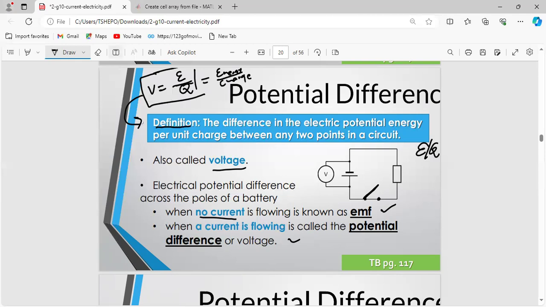But when we close the circuit like that, now the circuit is closed. When you close the circuit like this, now there will be flow of electric current in the circuit. So this voltmeter will now read what? It will no longer read EMF, it will now read the potential difference or the voltage. So this EMF will drop a little bit. You'll learn that when you get to grade 12, why it drops. You don't need to know that. It will drop a little bit. So when that drops, this voltmeter will read the potential difference.